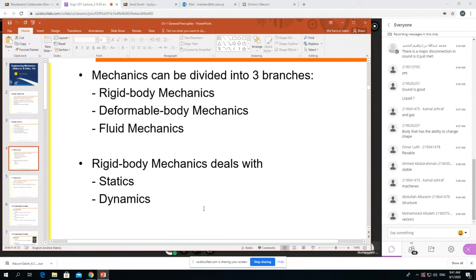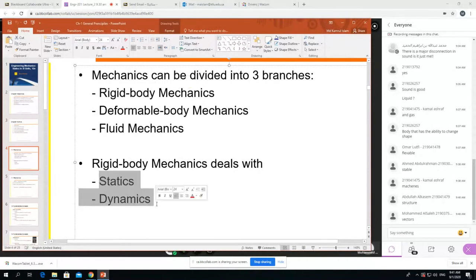There will be no acceleration. And if there is acceleration, then this will be dynamics. So mechanics, first I tell you what is mechanics. Mechanics is the branch of science where the effect of force is discussed, right? And mechanics has three parts: rigid body, deformable body, and fluid mechanics. We are discussing the rigid body, and rigid body again has two parts, right?